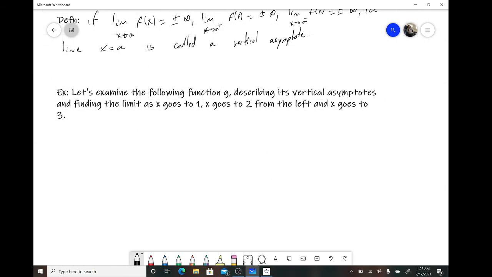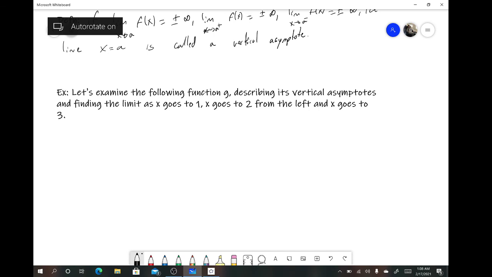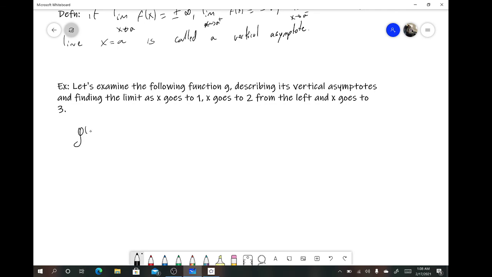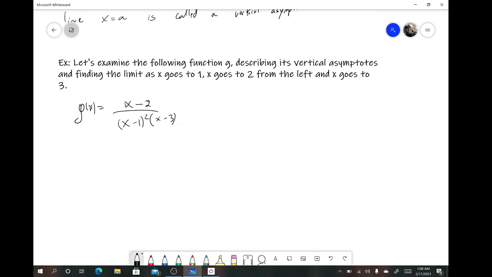All right, so let me give you the function g. So g is the following function. g of x equals x minus 2 divided by x minus 1 squared times x minus 3. Let me rewrite this. So x minus 2 over x minus 1 squared times x minus 3. All right, so first of all, what are the vertical asymptotes?